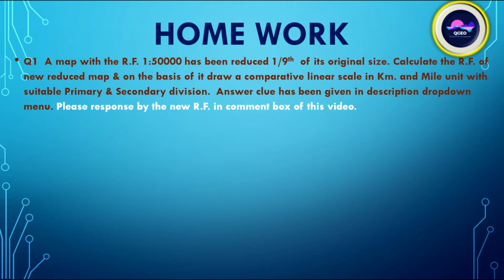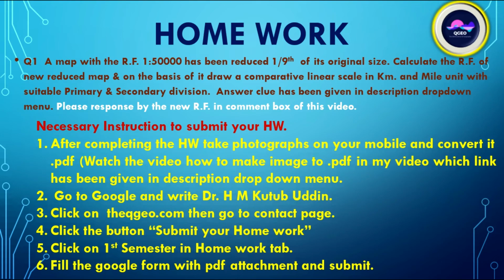Here is the homework. A map with RF 1:50,000 has been reduced to 1/9th of its original size. Calculate the RF of the new reduced map. On the basis of it, draw a comparative linear scale in kilometer and mile unit with suitable primary and secondary division. Answer clue has been given in description drop down menu. Please respond with the new RF in the comment box of this video.